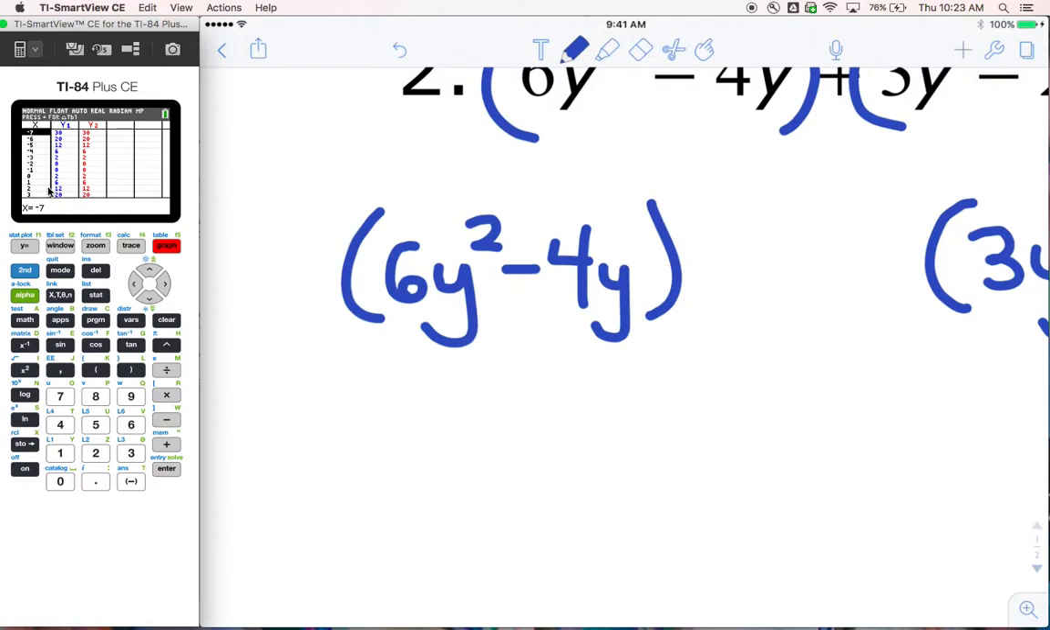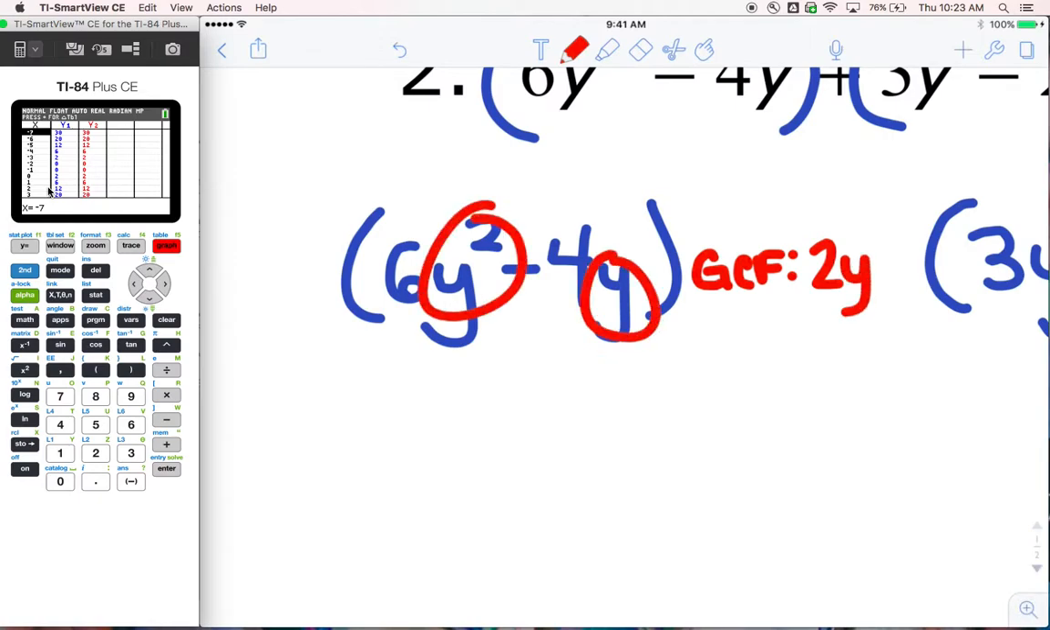All right, what is my GCF for this first group? Well, I've got a 6 and a 4. I can divide both of those by 2. So I've got a 2, and then I've got a y in both, right? This has y and this has y. We don't have y squared. Okay, so 2y is my GCF.